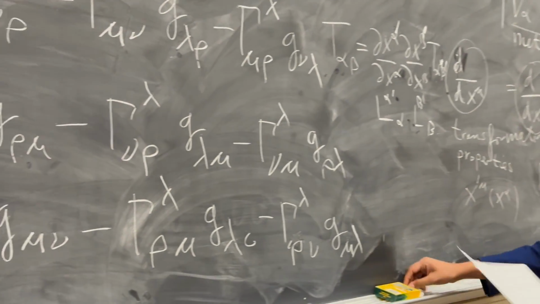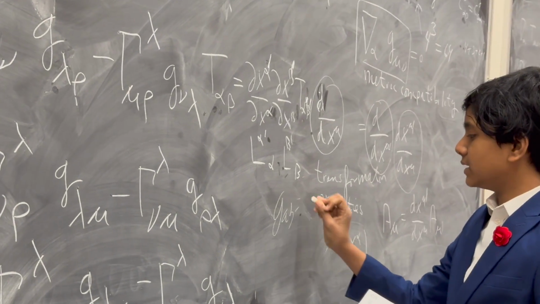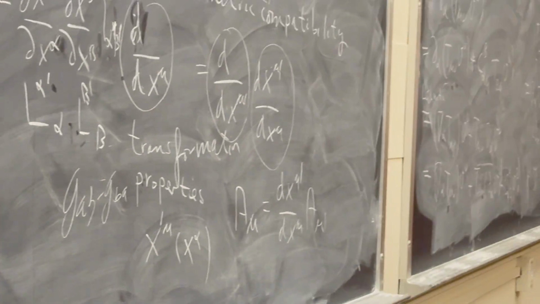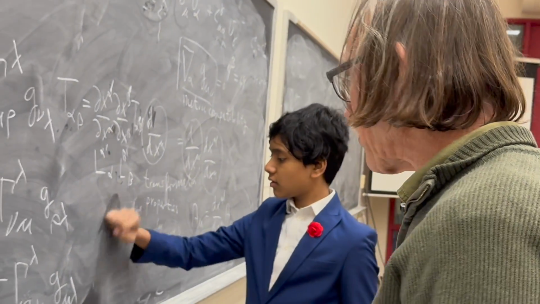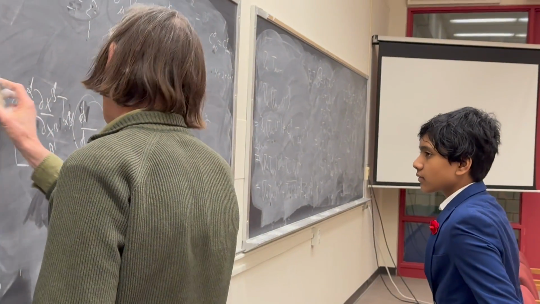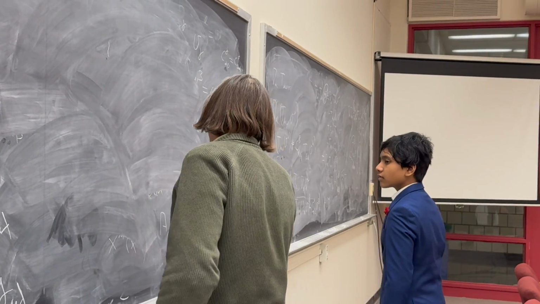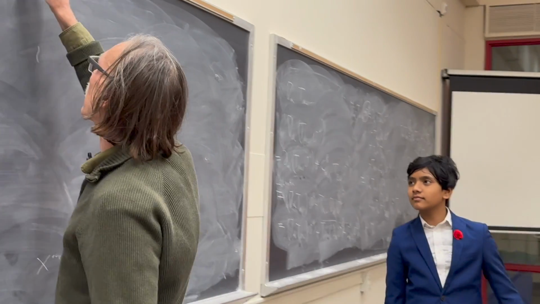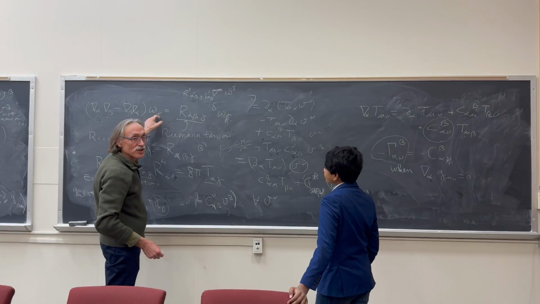Wait, can we say that G_AB equals G_BA or something like that? Oh yeah, the metric tensor is symmetric. Okay. So now what you can do is, the reason it's symmetric is that the metric tensor comes into the metric, and so you have that ds squared is equal to g_mu nu dx^mu dx^nu.